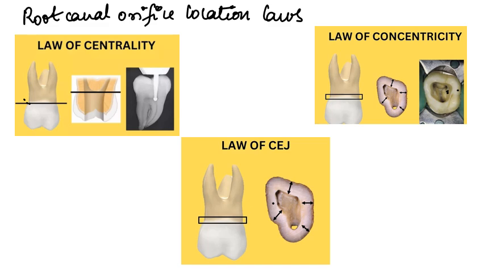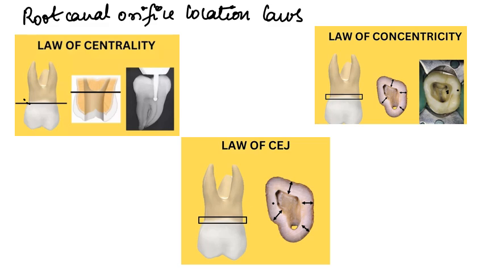If it is in a rhomboidal shape, your access cavity shape will also be rhomboidal. Okay. What is the law of CEJ? The law of CEJ is nothing but the distance between the walls of the access cavity and the external surface of the tooth. It will be equidistant. For example, if it is here 3 mm, here also it will be 3 mm. Here also it will be 3 mm. And there it will be exactly at the level of CEJ.